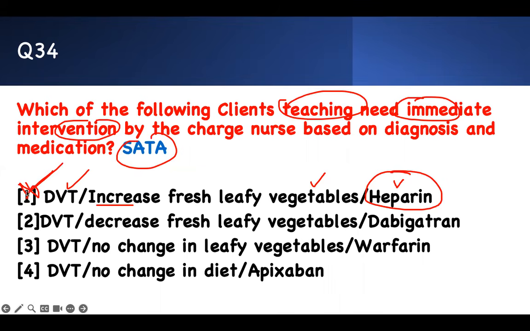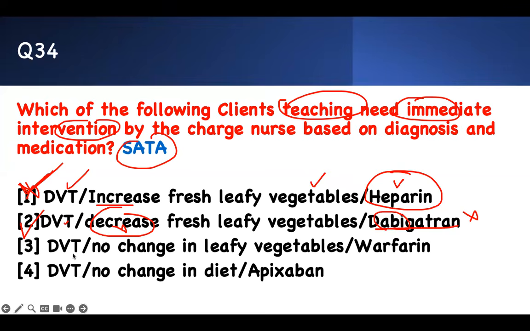Don't change anything. Okay. DVT, decrease your fresh leafy vegetables when you are on what? Dabigatran, right? This is a direct factor 10 inhibitor. You do not need any change in your vegetables, how much you eat. You eat the same way no matter what. There's no modification. So I need to intervene.